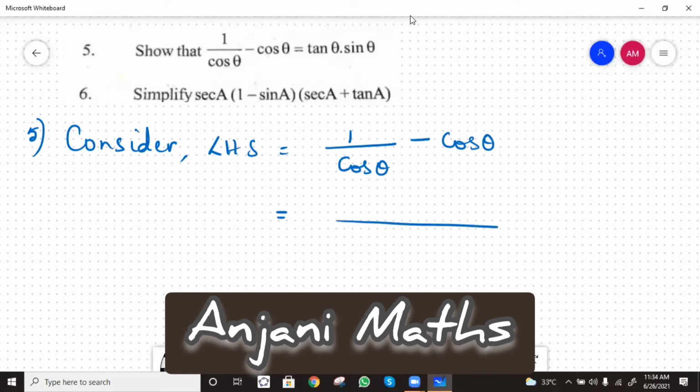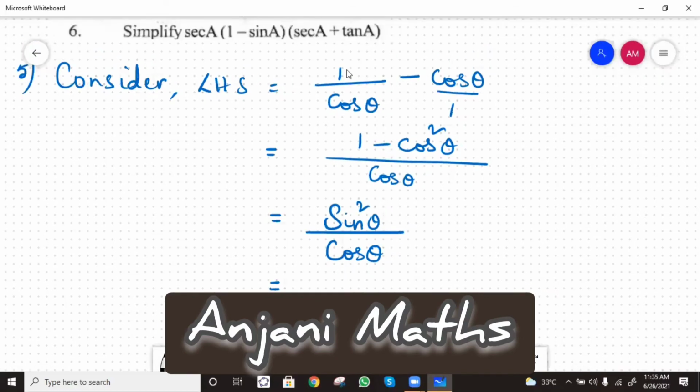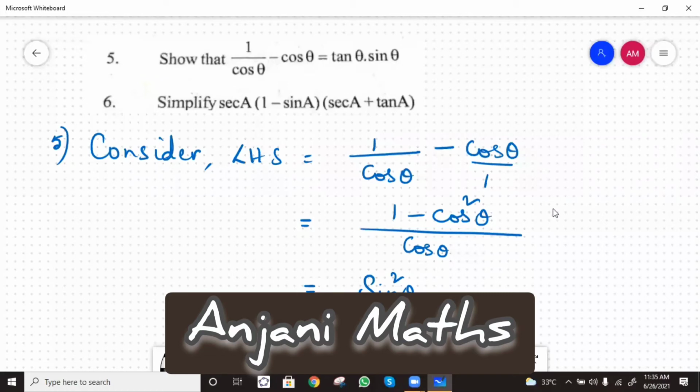So let us take LCM. What is LCM we are having here? Cos theta. What is 1 minus 1? Cos theta into cos theta is cos square theta. So we get 1 minus cos square theta after taking cos theta LCM. What is 1 minus cos square theta? By first identity, 1 minus cos square theta is sin square theta. So in the denominator, we have cos theta. How we can write this? Tan theta into sin theta is the right hand side.